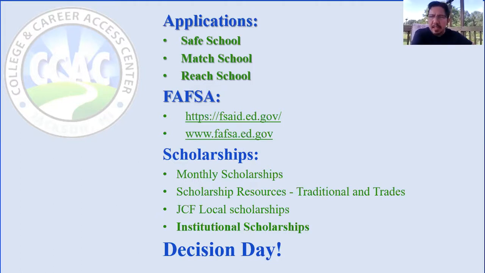So applying to colleges, you may apply to as many colleges as you want, and hopefully you will do that. But we always tell students to keep in mind that you have at least one safe school, a match school, and a reach school. So what does that mean? A safe school means that you are going to be accepted based on your grades, based on your scores, your SATs. You would be accepted at that school.